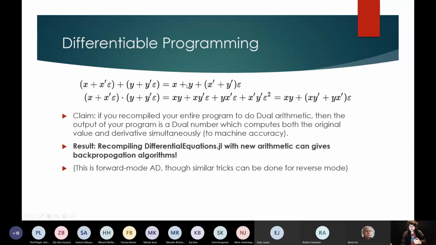You get the sum rule for the derivative. If you redefine the product, you see that this is the product rule. You can build a whole algebra around these dual numbers, and you can recompile your entire program so that instead of doing standard arithmetic, it's doing dual number arithmetic, and that is one way to do forward mode AD. And you can do very similar tricks to do reverse mode AD on arbitrary code.